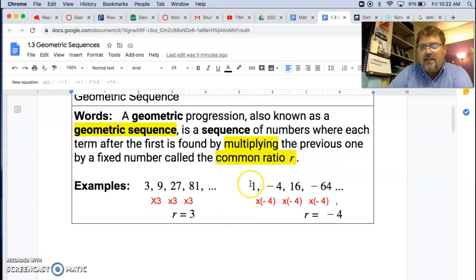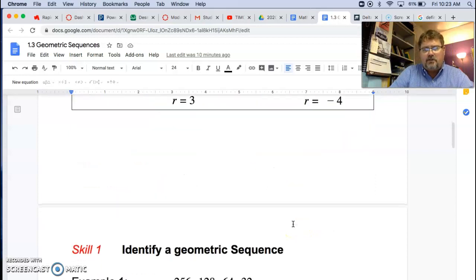And you can see they can have negative common ratios. This is a multiply by -4 sequence. 1 times -4 times -4. Notice the signs are alternating. That's what they call it. Plus, minus, plus, minus. And that's called an alternating sequence, actually. And now you can see that you can get a negative common ratio. Negative 64 divided by 16 is -4. All right, so this is how the geometric sequence works.